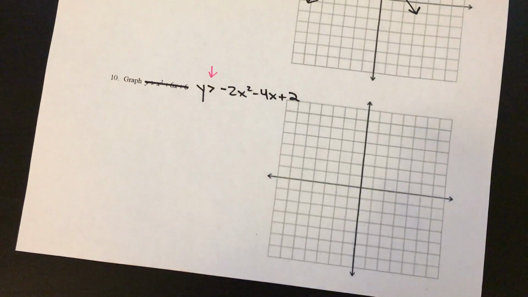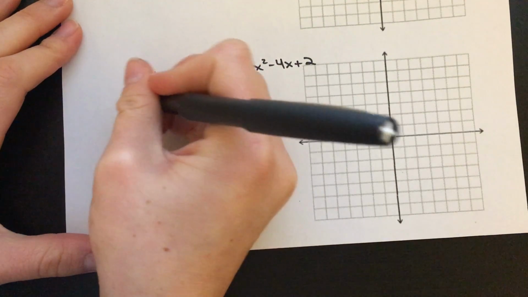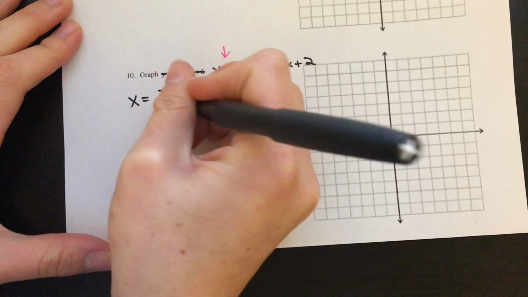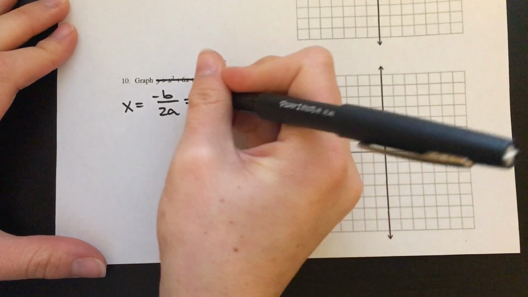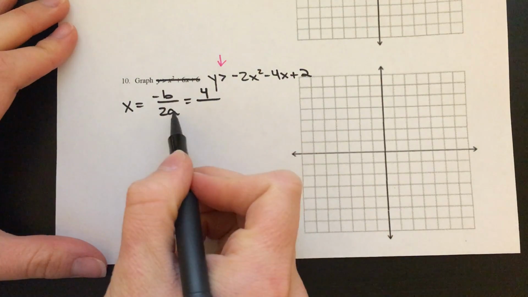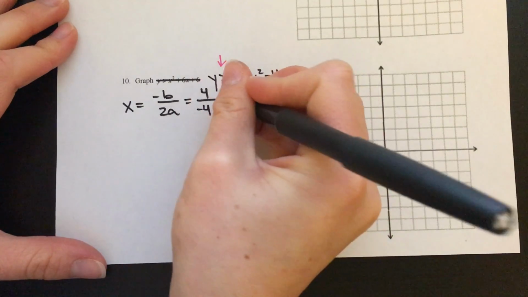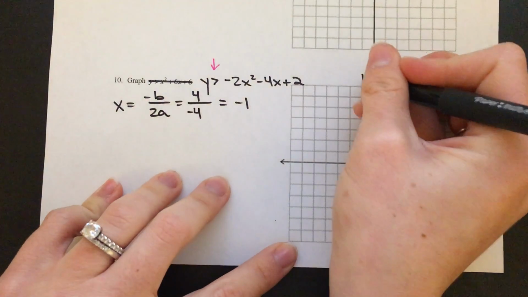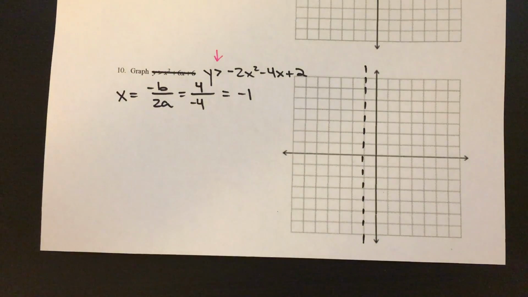And here we will, because it's just a greater than. So same setup as we did with number 1. So we start with our axis of symmetry, which will be -b/2a. So the opposite of b would be +4. And then over 2 times a, so 2 times -2 would be -4. So this is -1. So go ahead and start sketching in your axis of symmetry right there.